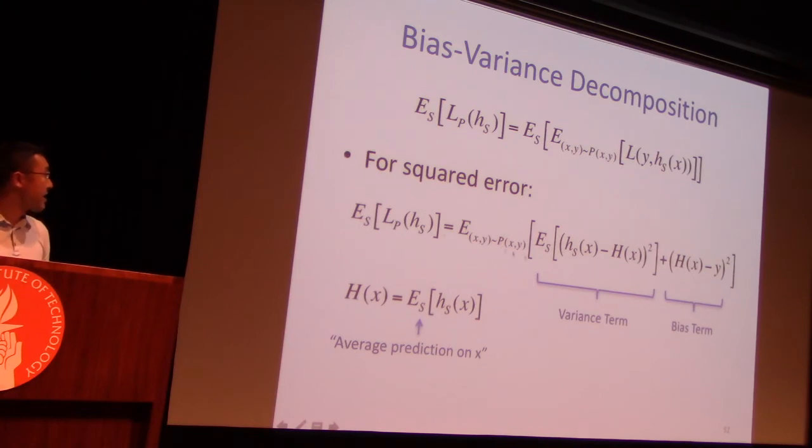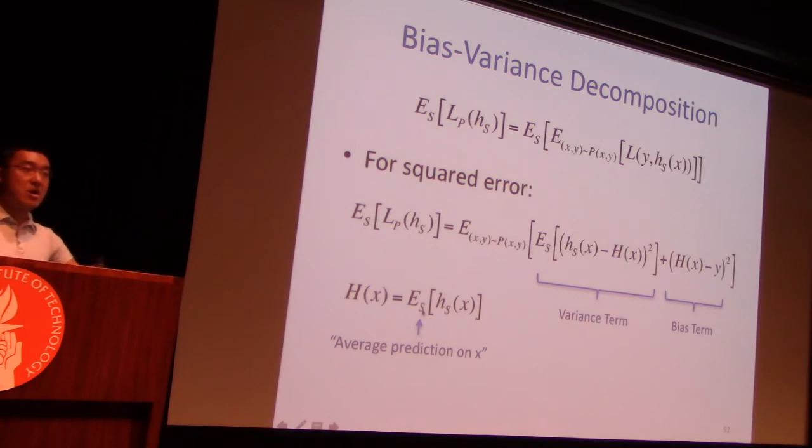Where the expected error on the test distribution decomposes additively into a variance term and a bias term. The bias term is the squared error between the average predictor, where the randomness is taken over the randomness of the training examples.